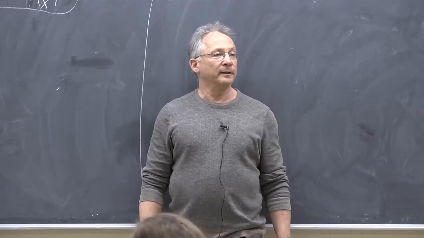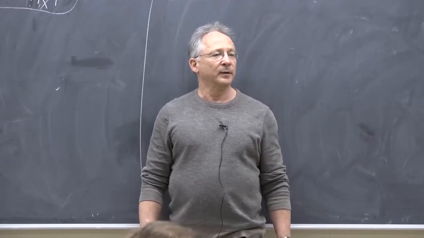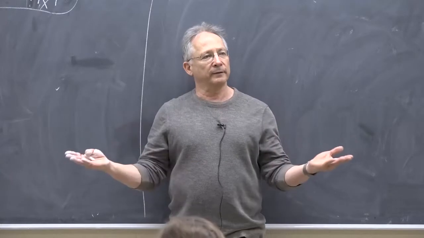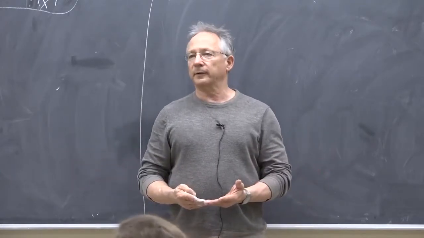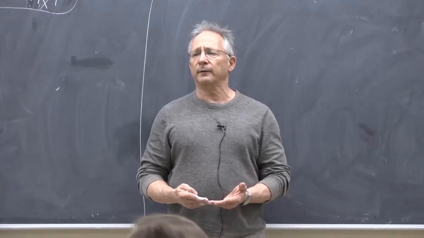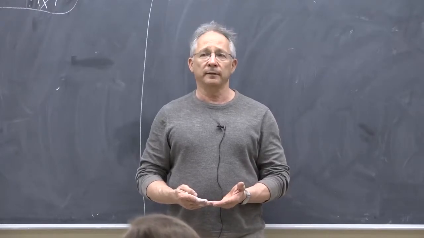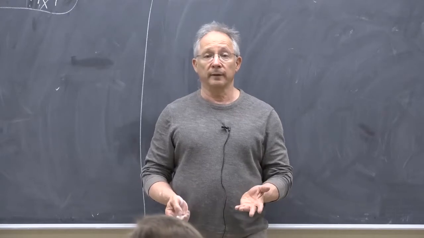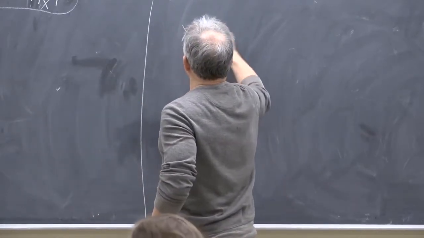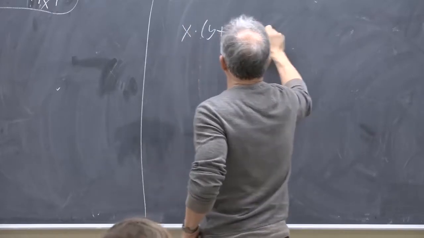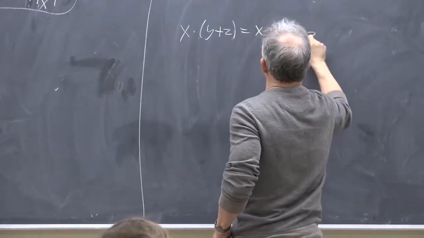We have axioms that tell us how they interact. How times and plus interact. What rule is it that tells us how they interact in algebra? Distributive, right? It tells you that x times (y plus z) equals x times y plus x times z.